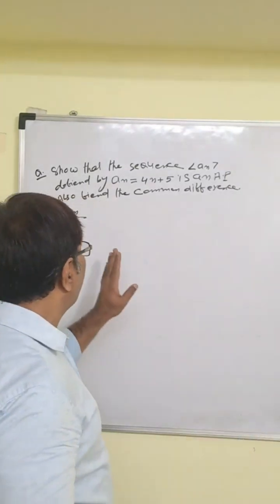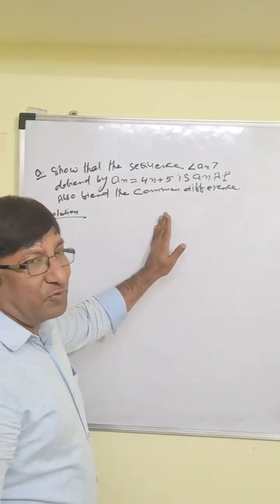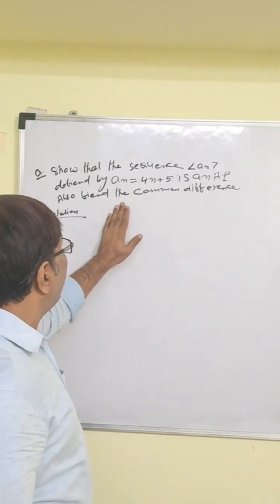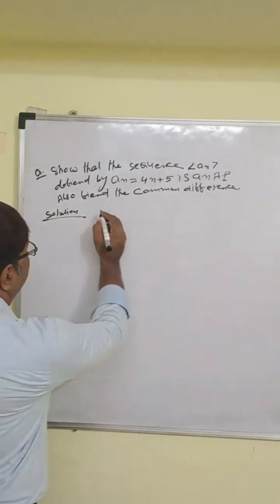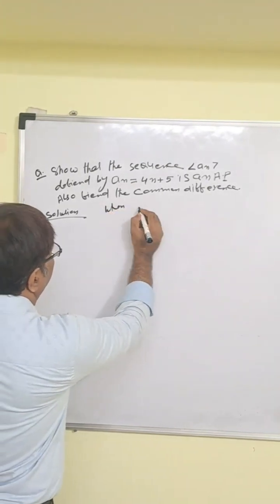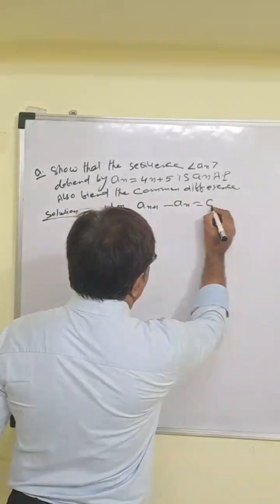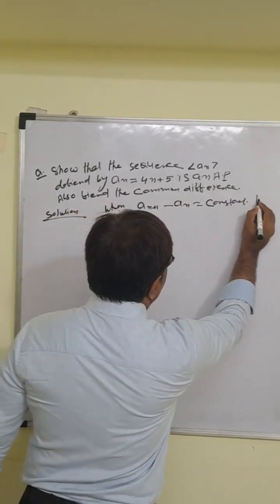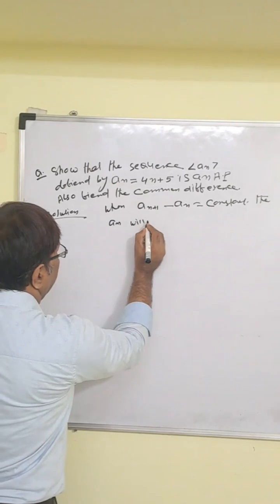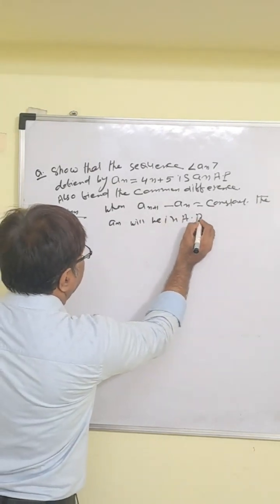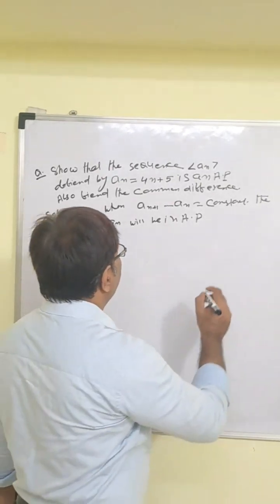See the question. Here the question is: show that the sequence a_n defined by a_n equal to 4n plus 5 is an AP. Also find the common difference. So you know what is the AP? AP is what? When a_(n+1) minus a_n equal to a constant, then the function a_n will be in AP, right? When a_(n+1) minus a_n equal to constant, then a_n will be in AP.